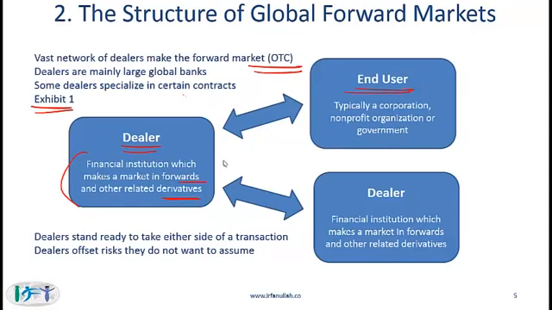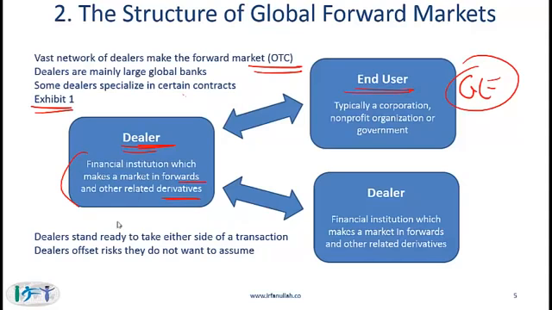Now, a situation such as the following might exist, where you have an end user. Let's pick General Electric again. If General Electric is going to receive 20 million euros from a European subsidiary and wants to hedge that risk, then it can approach a dealer, let's say Merrill Lynch, and take a position such that it hedges its foreign currency risk.